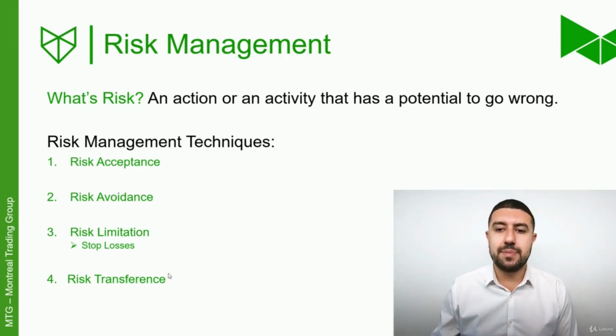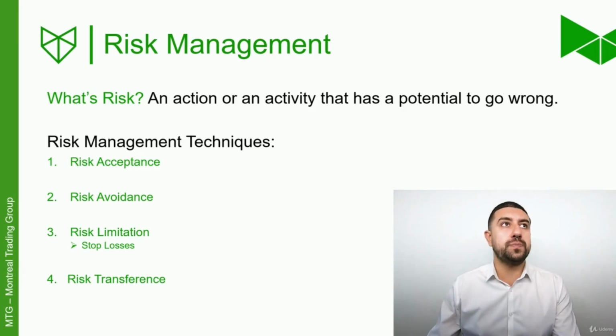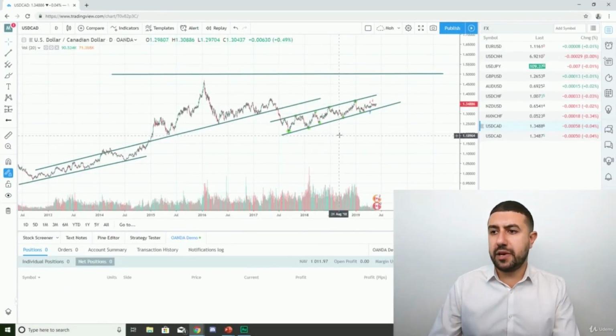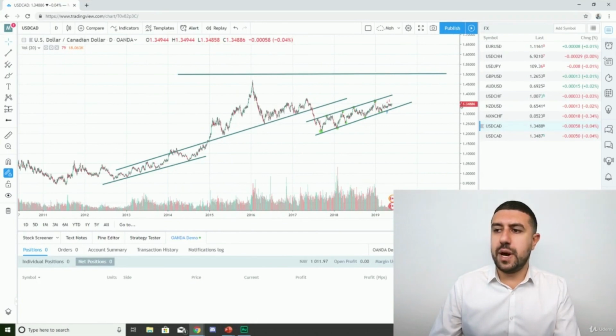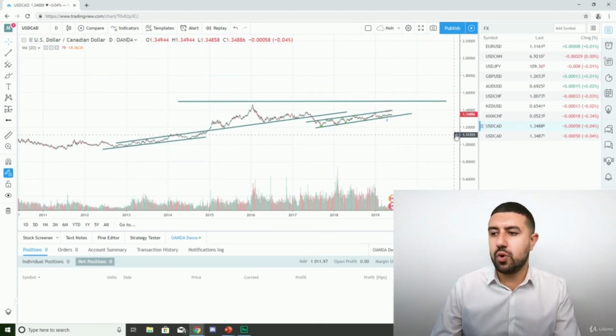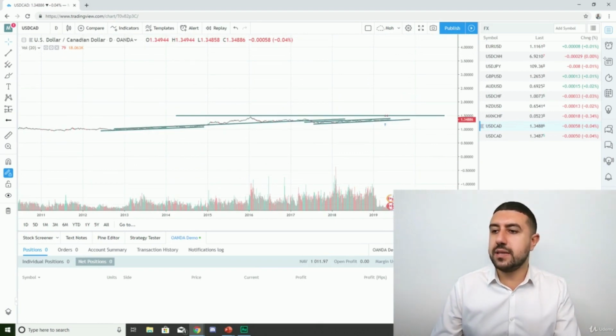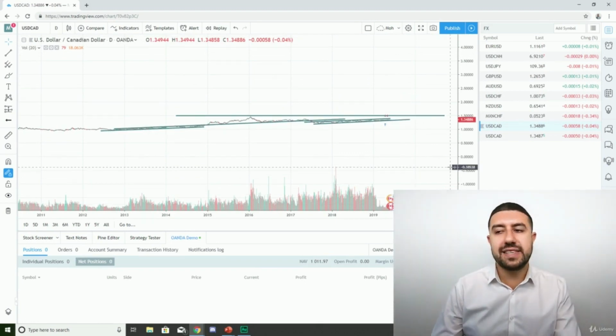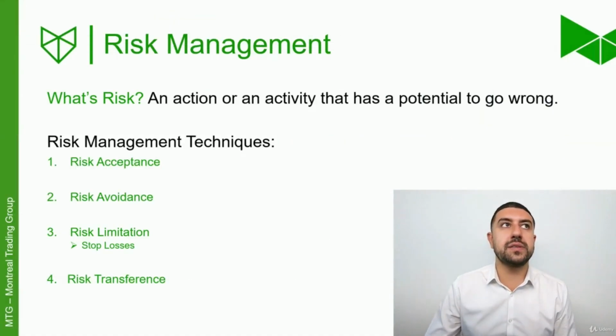Okay. So risk acceptance is never something we're going to do. An example of this would be looking at USD CAD and saying, you know what, I'm going to buy it at $1.34 and that's it. If it goes down all the way to 40 cents or 30 cents or 20 or 1 cent, I'm still holding. That's it. I accept the risk. We're never going to do that.